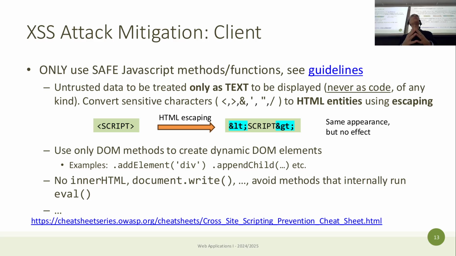So basically, when you handle untrusted data, so data that is not coming strictly from a source that you trust, it must be treated only as text to be displayed, never as code of any kind. This is what we saw in the beginning. We have this script tag. It's fine to show a script tag. It's full of websites that show you HTML code. How do they perform this operation?